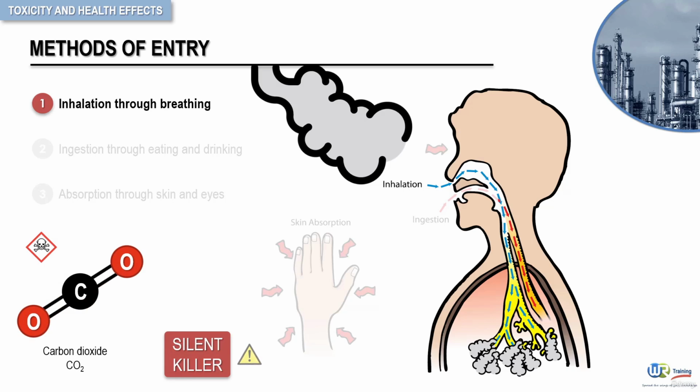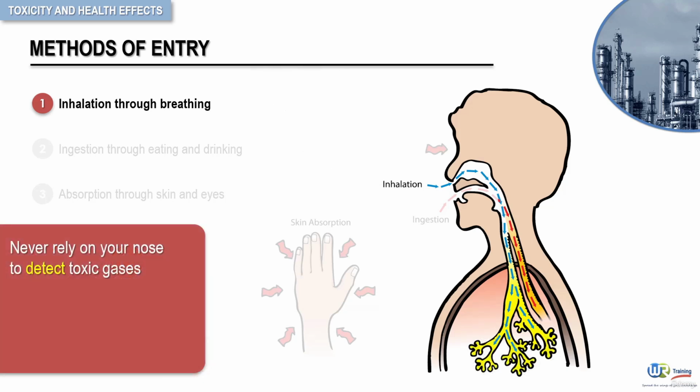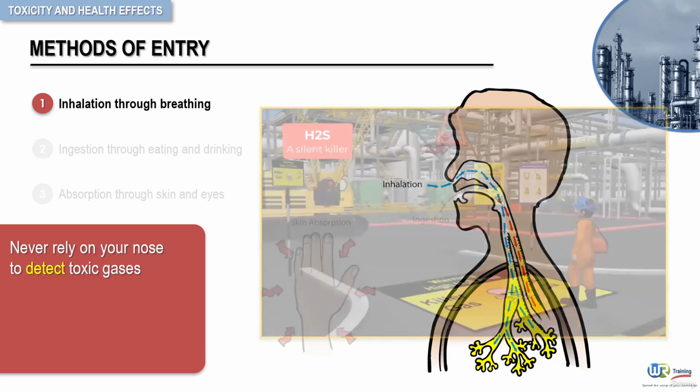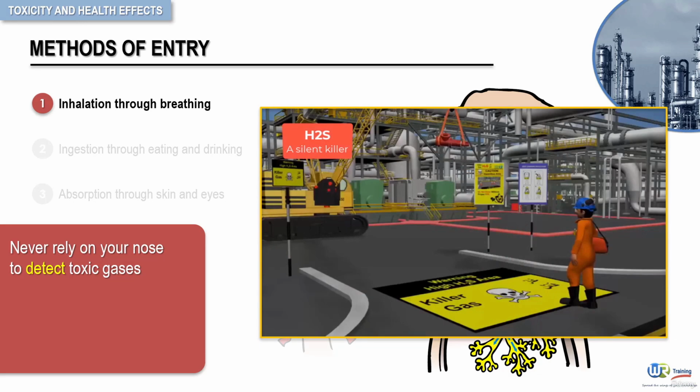Now, having said that, never rely on your nose to detect toxic gases. Some products cannot be smelled before it is too late, while others have no odor. There are also products that inhibit the sense of smell, like hydrogen sulfide. The following 3D animation illustrates the hazards of hydrogen sulfide and emphasizes the fact that you should never rely on your nose to detect toxic gases.